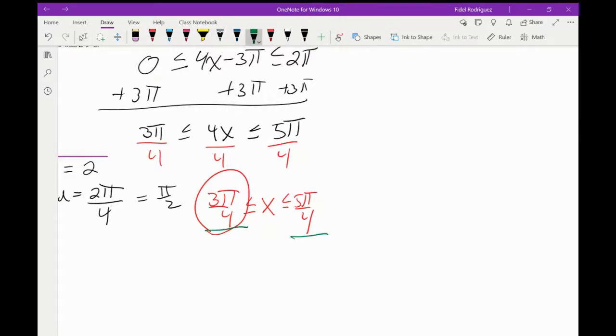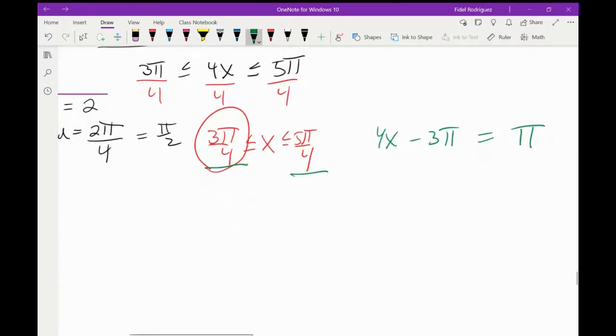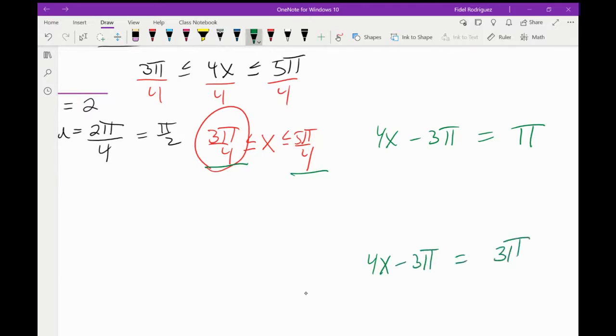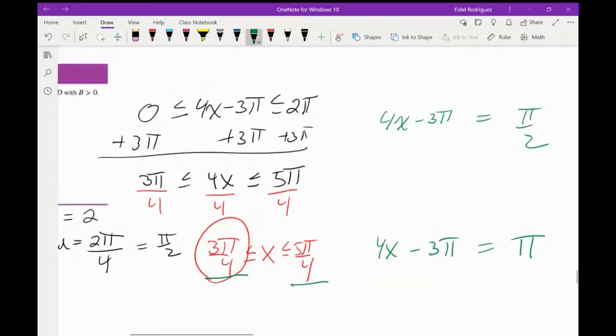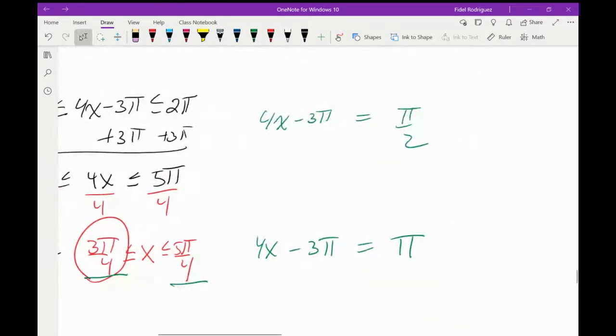All right, guys, just like we did before, this here is the first point, and this is my last point. I still have to find the 3 in the middle. So we're going to say 4x minus 3 pi equals pi over 2, 4x minus 3 pi equals pi, and one more: 4x minus 3 pi equals 3 pi over 2, right? Alrighty, let's do it.